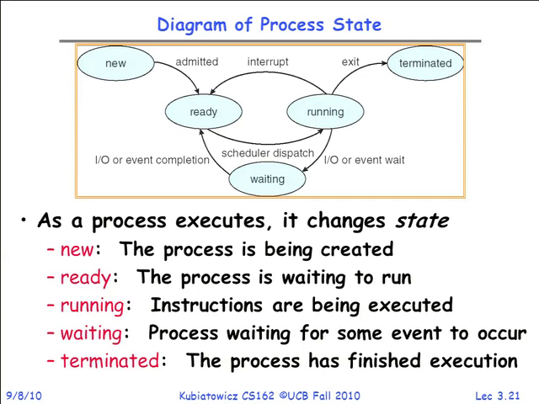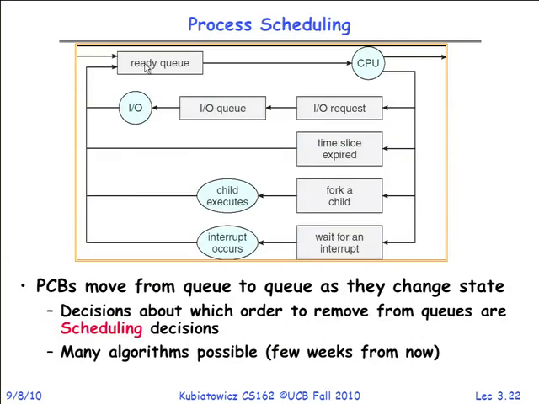So here's a different view of what I just showed you. This is the queue level view. So here are the states of a given process. This is showing you what queues might be in the system, and this is right out of your book. Basically, the process control blocks move from queue to queue. Things that are ready to run are sitting in the ready queue. The scheduler pulls things off the ready queue and puts them on the CPU.